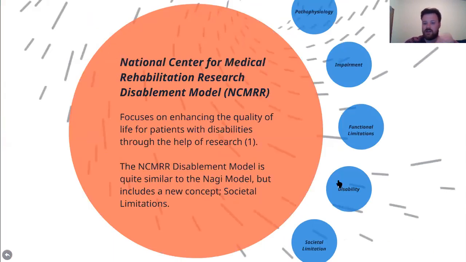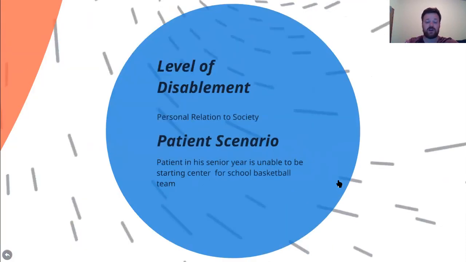Then getting into disability, this is where the Nagy model stops. It's going to end right here. And again, we're going to have a relation from person to society. In this scenario, they're going to be unable to be the starting center for the school basketball team, unable to fulfill that role.